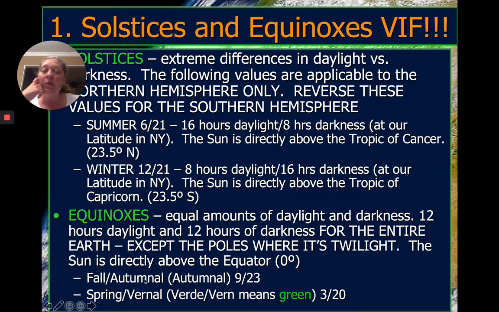Now, the fall or autumnal equinox happens about September 23rd. And the spring or vernal equinox, verde or vern means green. So the green equinox is the beginning of spring, when everything comes back to life and turns green. That happens approximately March 20th. It could be the 19th in some years, it could be the 21st in some years, but that's the approximate date. So these are the dates that you can use for these special days.